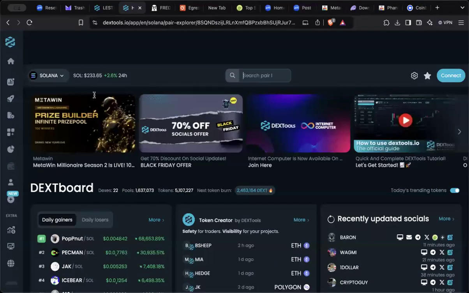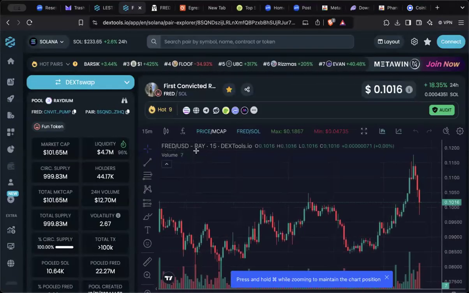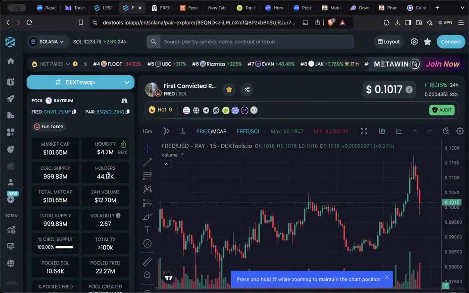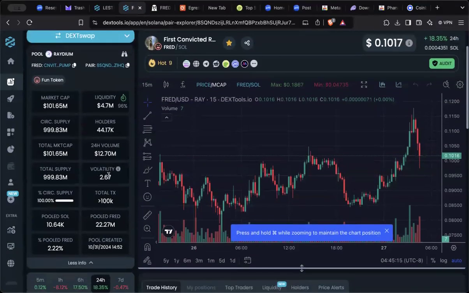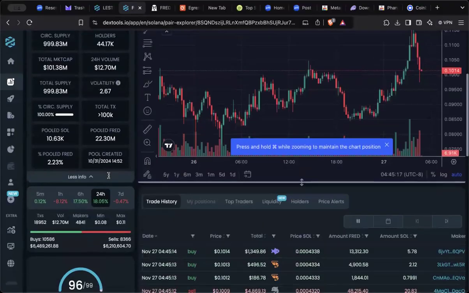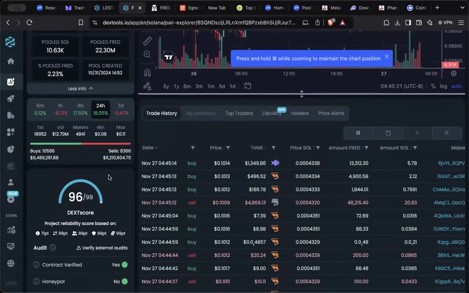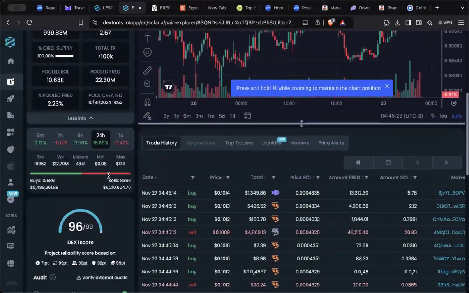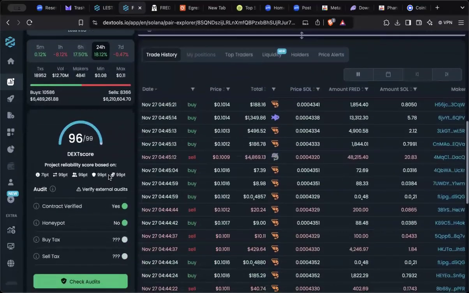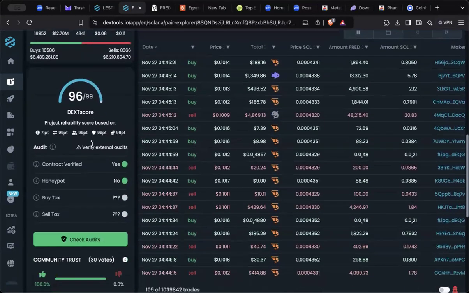And then if you click on that, on the left-hand side, it'll have a chart similar to what's on Dex Screener, but with this, it will give you more information. Now, what you want to be looking at is when you scroll down, it will give you a score. And this is very good. That means there's not really any problems.